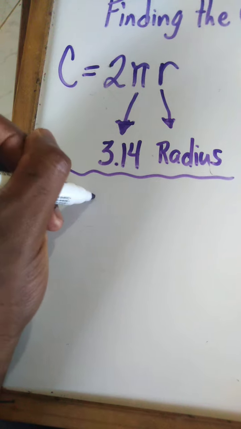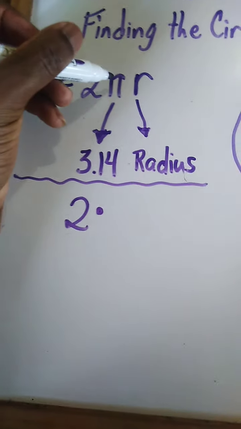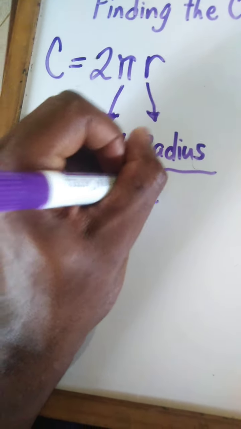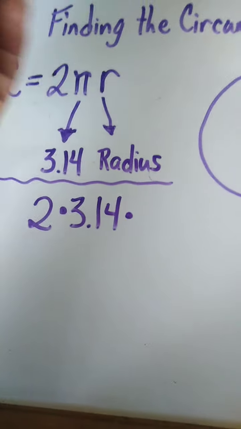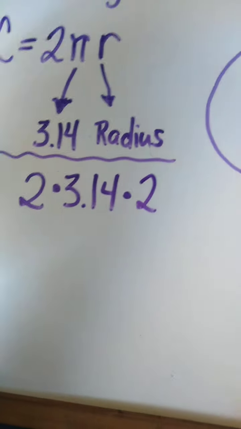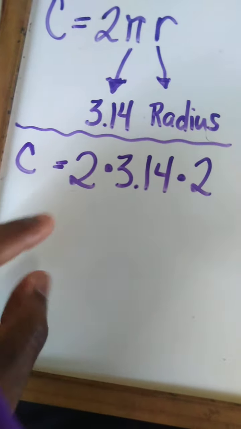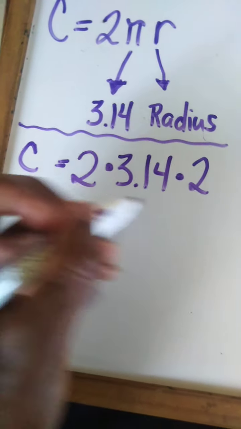So you're going to have 2, which is a constant, a part of the formula, times our pi, which is 3.14, and then you're going to multiply that times the radius. We know the radius here is 2, so we're just going to put our 2 down. Then, as you know from PEMDAS, we have to do multiplication. These are both multiplication operations, so we're going to go from left to right.